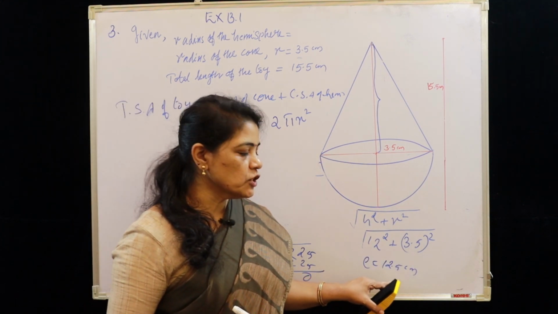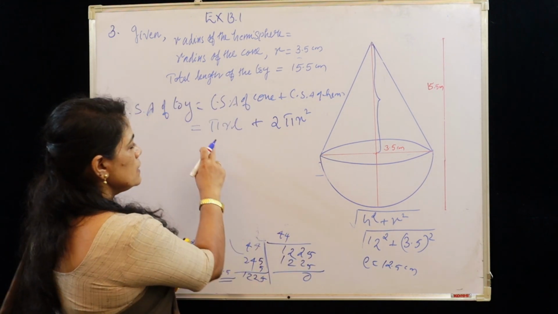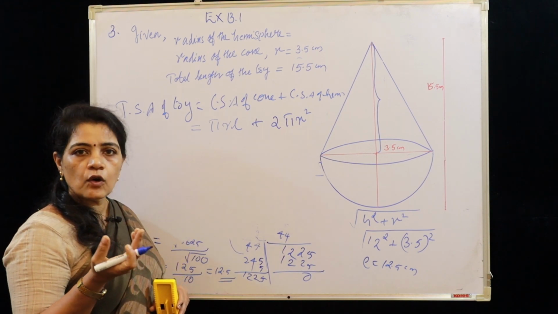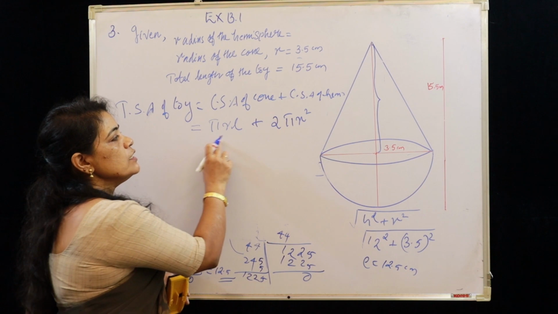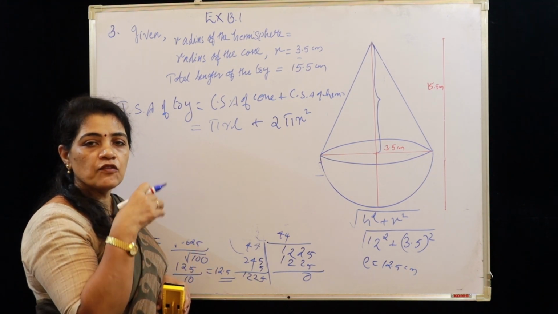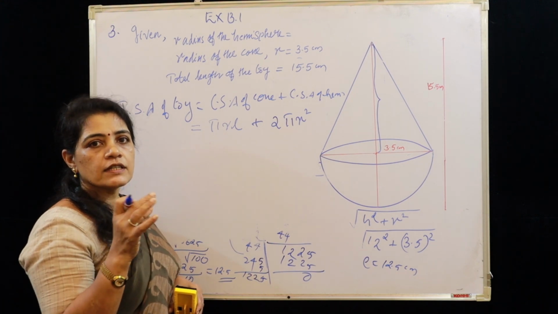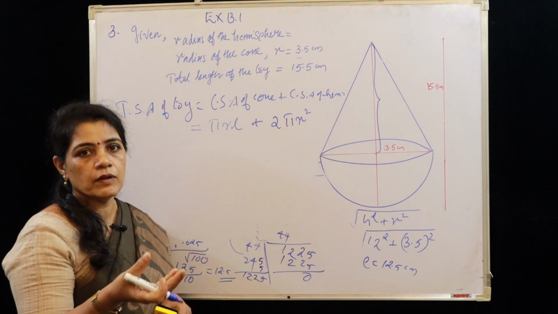So the slant height of the cone is 12.5. Now see the formula: CSA of the cone equals pi RL plus 2 pi R square. From these two terms, before you substitute, take the common factors, and finally in the last step you can substitute the values. That will make it a little easier. The steps will be easy for you.